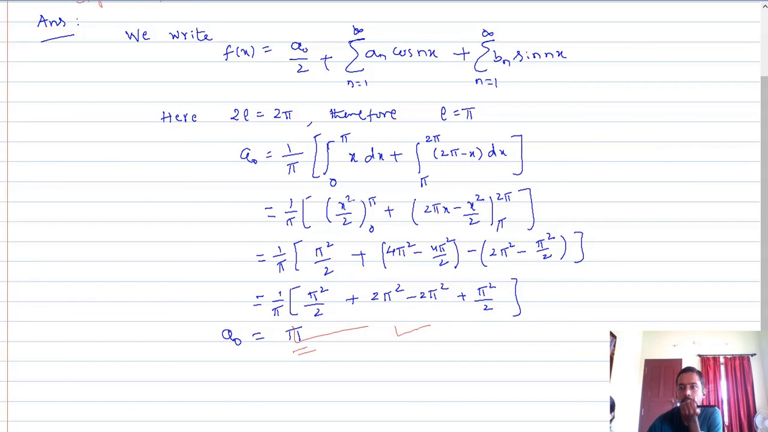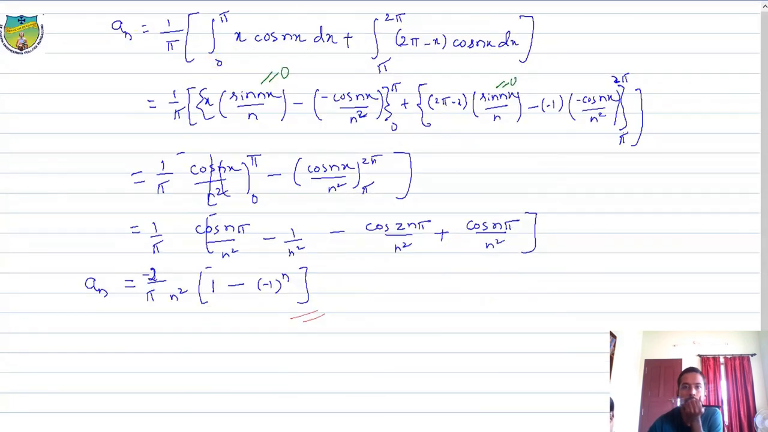And then an, the function defined between 0 to 2 pi. From 0 to pi the function is x, and from pi to 2 pi the function is 2 pi minus x, and then cos nx in both cases. Similar to the previous problem, wherever sin appears I can put 0. So you will get an equal to this. Okay.